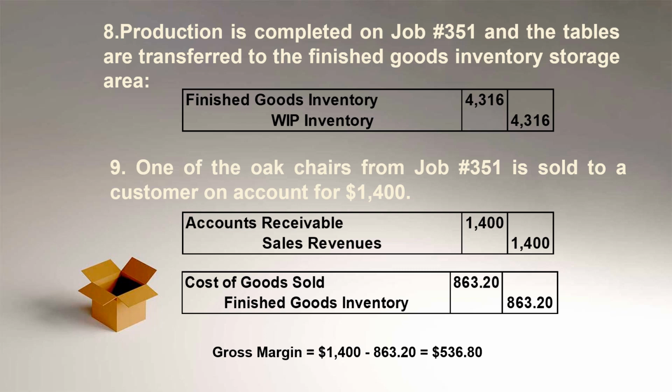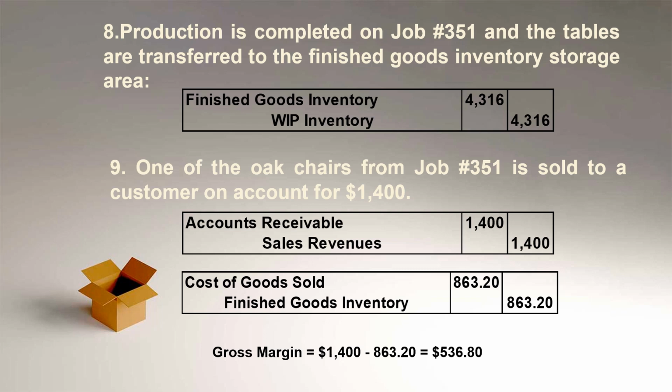They're done. So we're going to credit work in process inventory at the cost of $4,316 and debit finished goods inventory for the same $4,316. Now, not only are the tables in the right physical place, but we've also matched that by adjusting our accounting records to show the movement of all of those costs into the finished goods inventory.